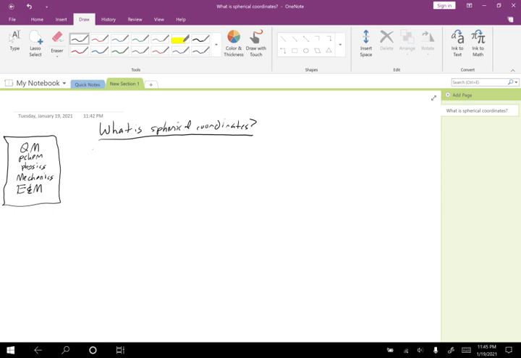So what are they? They are coordinates where you have rho, theta, and phi, and this theta here is the polar coordinate that you're all familiar with. And this thing now is the 3D radius, and this thing is an extra angle. And this is called the polar angle.